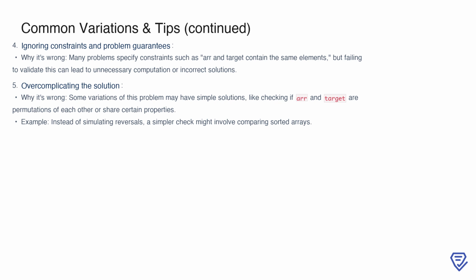Overcomplicating the solution is another frequent error. Many variations of this problem can be simplified significantly. For instance, instead of simulating reversals, you might just check if ARR and target are permutations of each other, or if they share certain properties. A great example is comparing the sorted versions of both arrays. This can often reveal whether target is achievable without the need for complex operations. Simplifying wherever possible not only saves time but also reduces the likelihood of bugs.